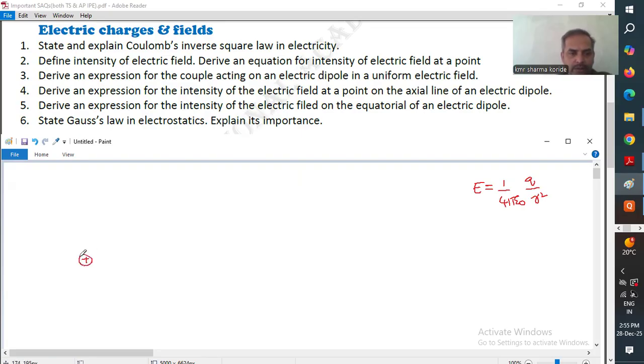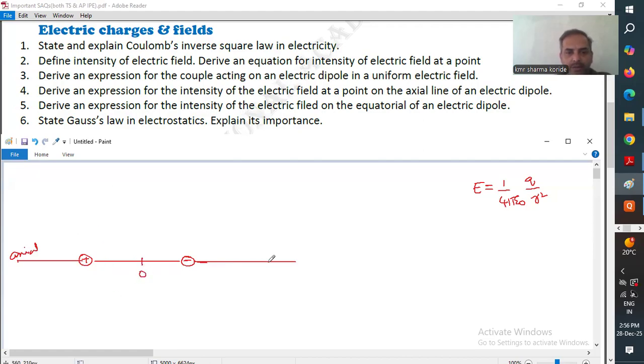So this is the positive charge of the dipole. This is the negative charge of the dipole. And the line which is passing through both the positive and negative charge of the dipole is just like the principal axis in the case of spherical mirrors and lenses. So this is considered as the axial line, which also passes through the center of the dipole. So this is the center of the dipole.